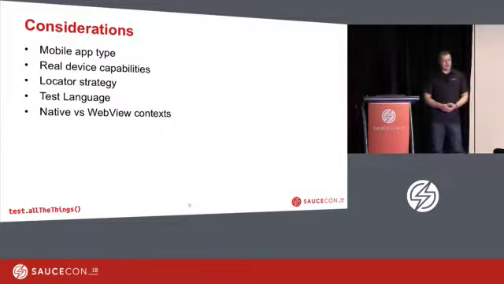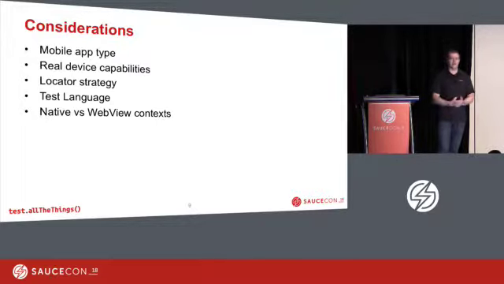Native and web view contexts. When you look at a mobile app, you can switch between device capabilities, device pop-ups, dialogues and interactions, as well as the web. From a hybrid app standpoint, if you're embedding web components on a mobile device, you have the ability to do that. On Selenium, you can do that a little bit. You can handle browser pop-ups and things like that, but you don't have quite the same level of capability.